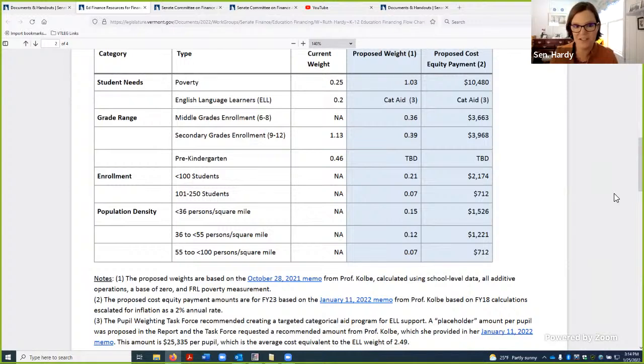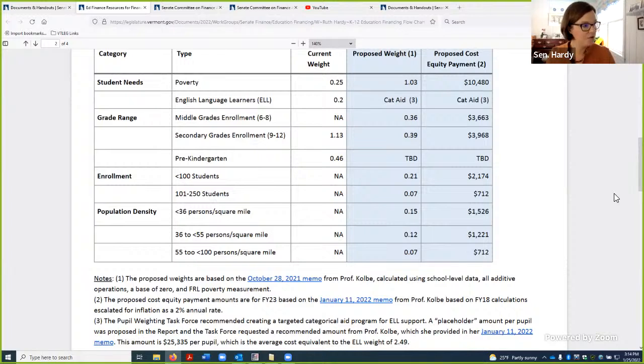And my recommendation to keep it simple is, we went into huge amounts of depth on those conversations, as Senator Brock will attest to too. I think to keep it simpler, to start with these weights and these cost equity payments and decide whether or not we want to adopt one or the other would be the path of least resistance.